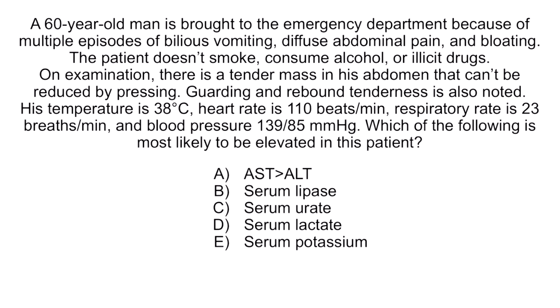A. AST/ALT, B. Serum lipase, C. Serum urate, D. Serum lactate, or E. Serum potassium. From this question, you can appreciate that this patient's symptoms are typical for bowel obstruction, which include bilious vomiting, diffuse abdominal pain, and bloating. He likely developed bowel obstruction secondary to incarcerated hernia, suggested here by the tender mass in his abdomen that can't be pushed back by pressing.